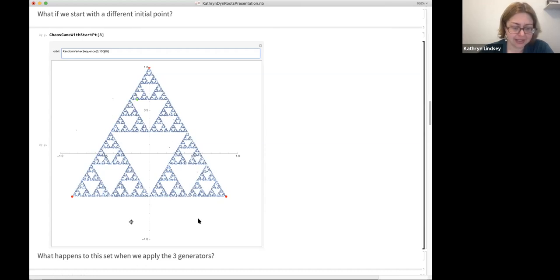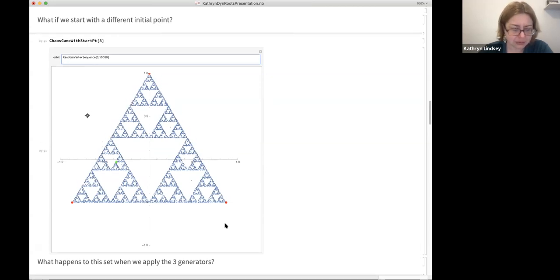And in fact, that is true. If you were to take an arbitrarily long sequence, this picture would be arbitrarily stable. Starting with different initial points doesn't really change this limiting picture that we get. And now another question we can ask is, we've got this shape that was earlier identified as the Sierpinski triangle.